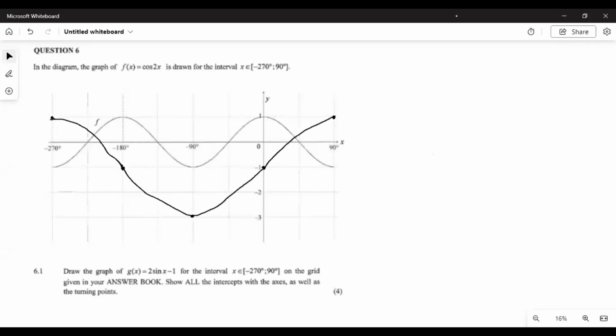We can go ahead on our graph and show our turning points. There's our first turning point, which is (-90, -3). We have another turning point over there, (90, 1), and another turning point over there, (-270, 1). We need these points where we cut our x-axis.